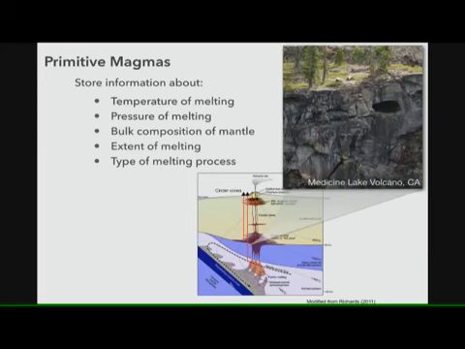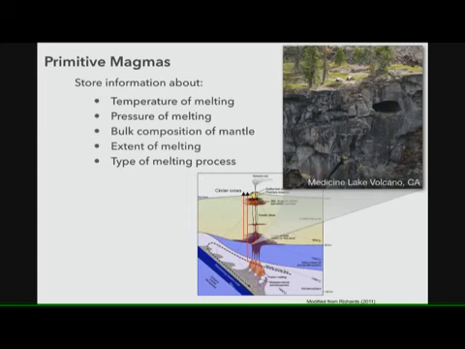And the main tool that we have at our disposal, like I showed you on that diagram, is these primitive magmas, these things that have made it to the surface with very little processing. And in their composition they store information about the temperature that they melted at, the pressure that they melted at, the bulk composition of the mantle that formed them, the extent of melting of that mantle, and the type of melting process. So they are really our, you can use whatever analogy you want, our information capsule, our jewel to get back to understand what's happening down here.